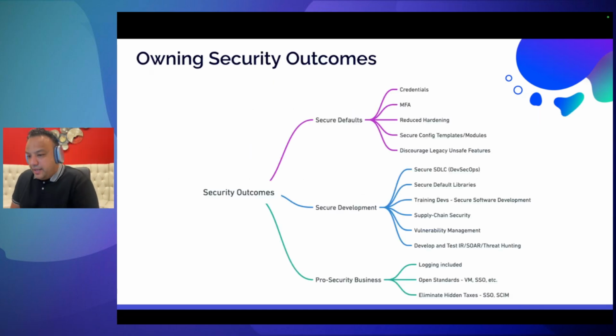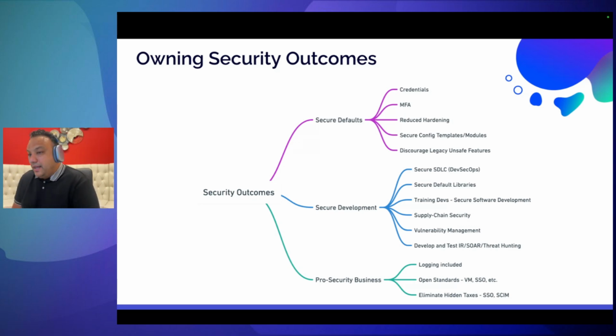Now, I like the way CISA has divided this, and I borrowed from how they have. They basically came up with three different parameters: secure default, secure development, and pro-security business practices, right? These are very nice, and I like the way they thought about it. I used that to develop a set of controls for owning security outcomes. So let's look at some of the things that you can own. Imagine that you want to own the security outcomes for your application. How can you do that? What are the things that you need to do to own this experience, right?